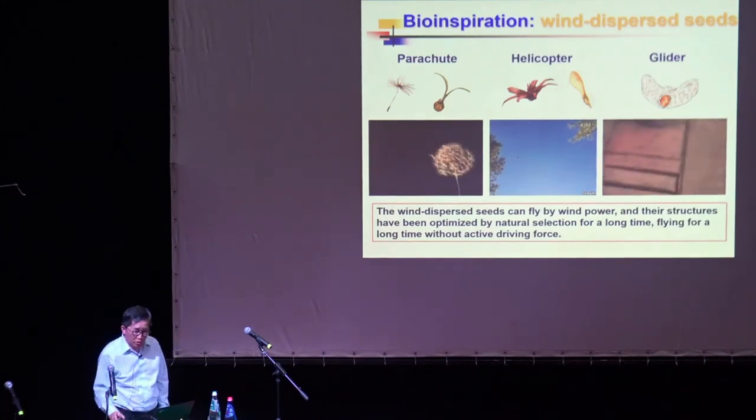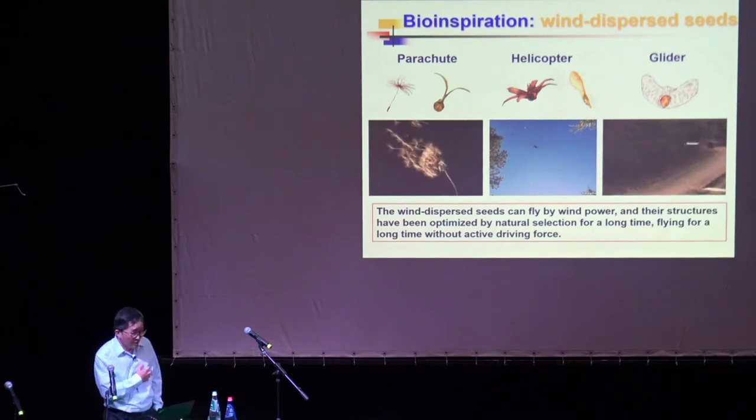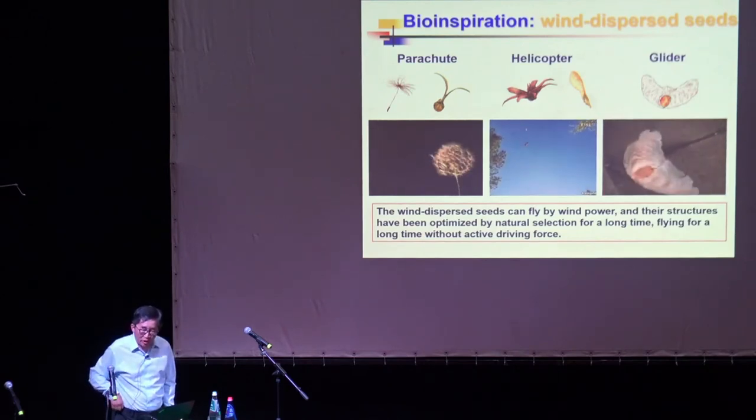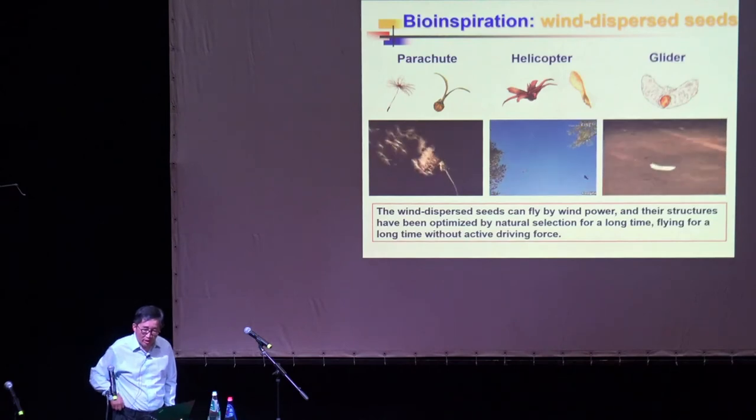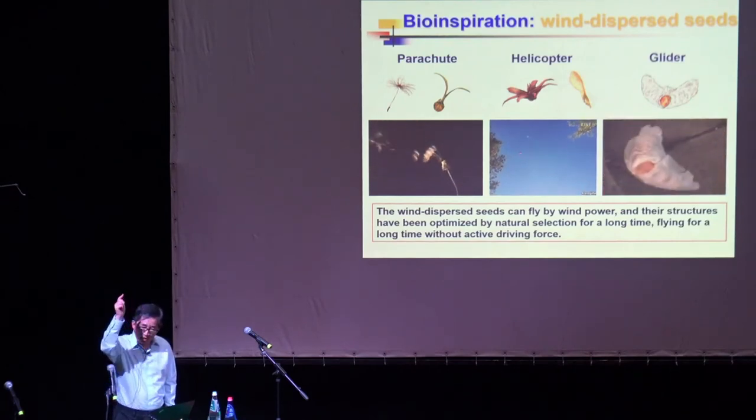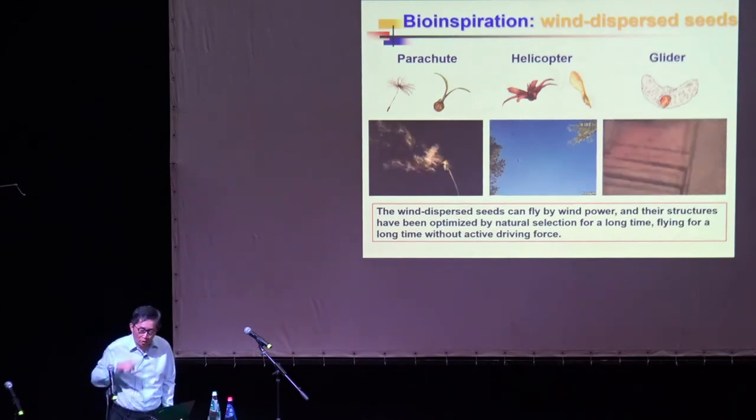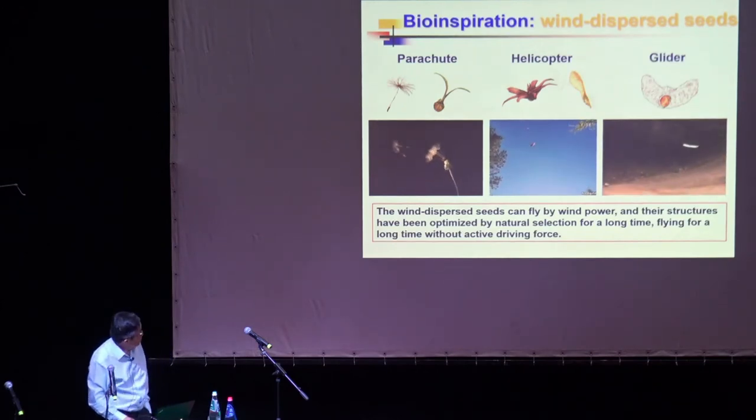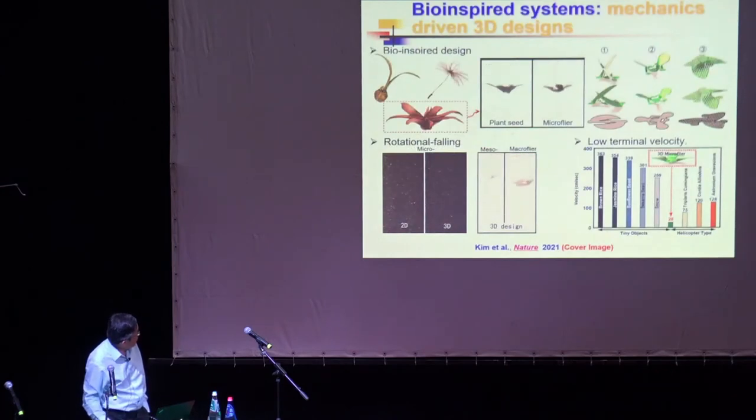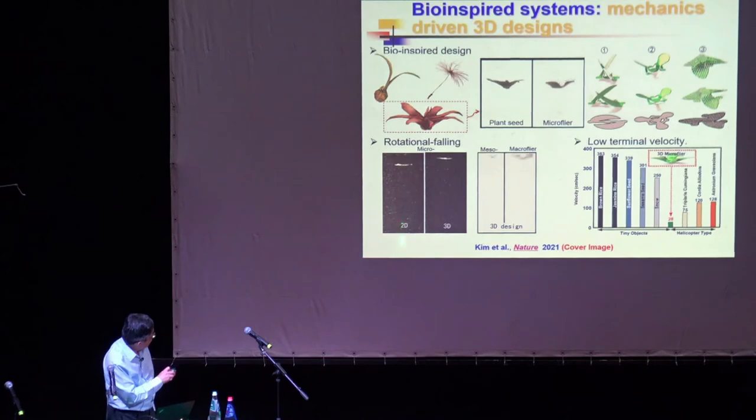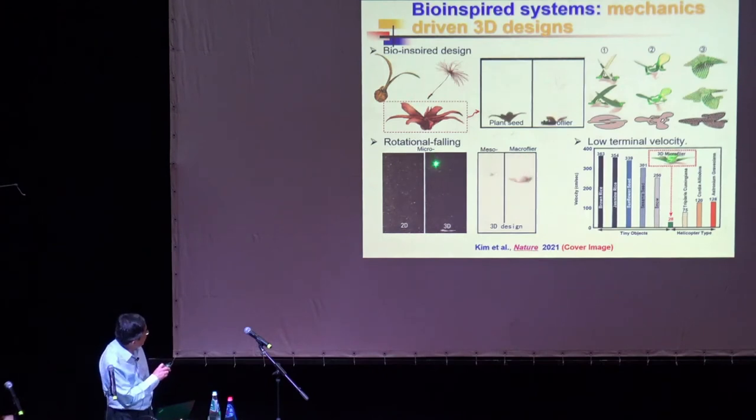So we like to design sensors using those kinds of shapes, bio-inspired. So you can put them in the air, they can stay in the air for a long time, wirelessly transmitting signals. So this is our three-dimensional design. You can see it here. If it's simply 2D, it drops very fast. This is 2D, two-dimensional design, drops. If it's 3D, it drops a lot slower. It's really like the helicopter type.